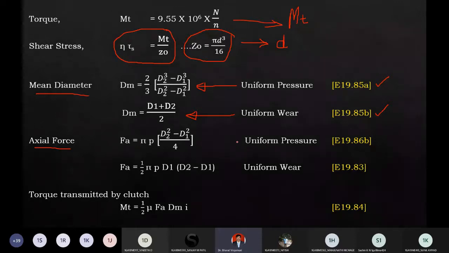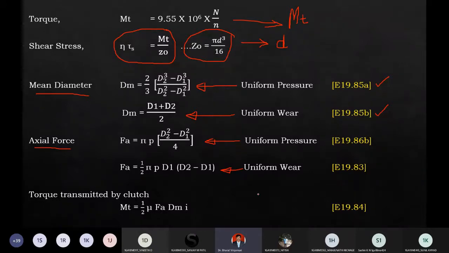One is for the uniform pressure condition. It is given by the equation 19.86b. For the uniform wear condition, you have the equation 19.83. You have this equation 19.83 for FA.